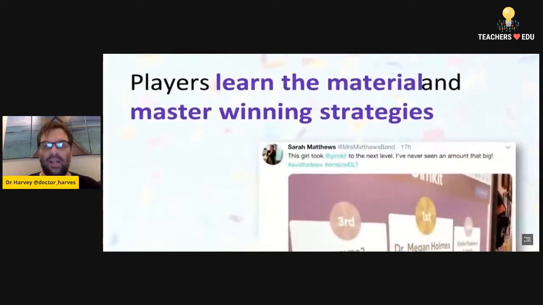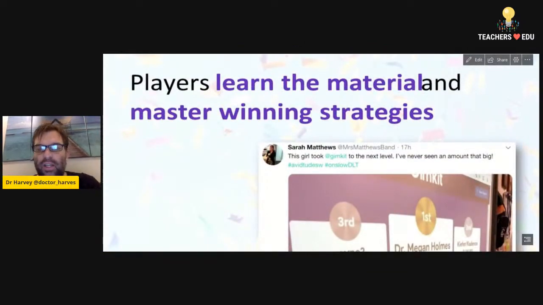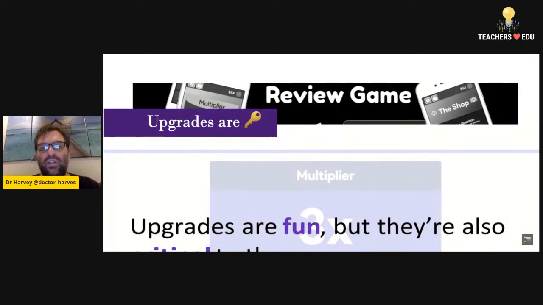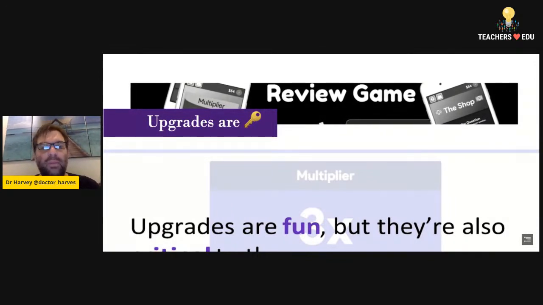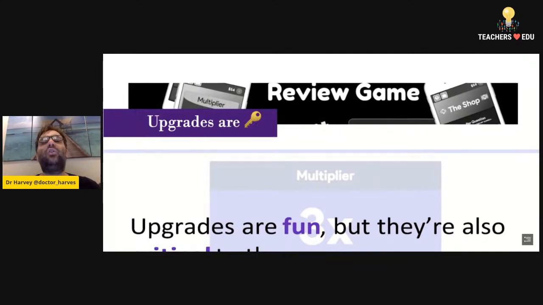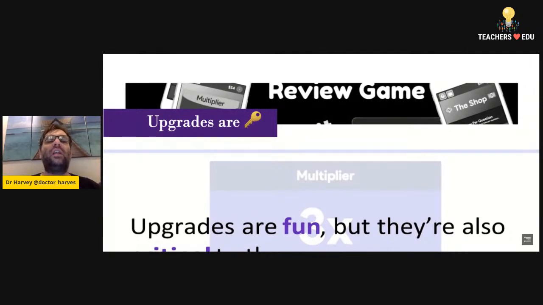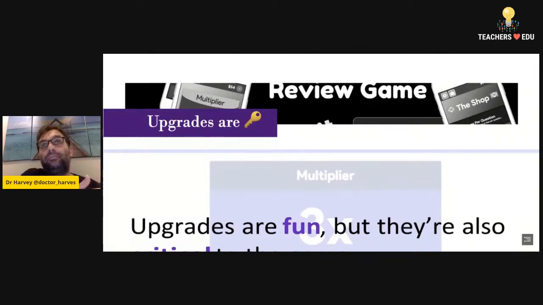Okay, so here's just examples here. So this girl took Gimkit to the next level. I've never seen the amount of money as big. Okay, so the key really is the upgrade functionality of Gimkit. Okay, so upgrades allow you to basically enhance the learning, because as I've said, you've got those 2 aspects going on. You've got the answering questions, which is fine. You can answer questions, but you only get, say, $1 each time. But then if you go to the upgrades, then you can go streaks. You can increase the value every time you get a right answer.